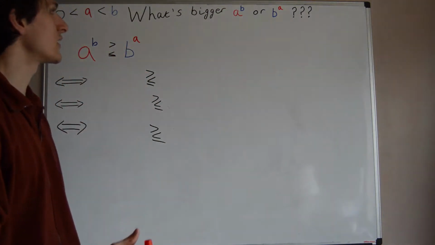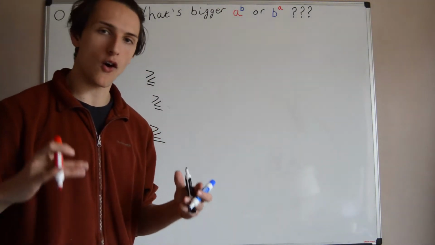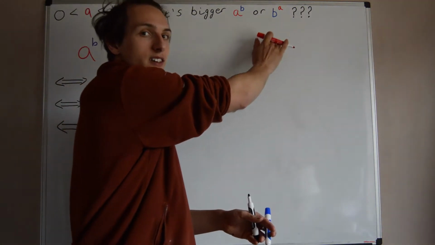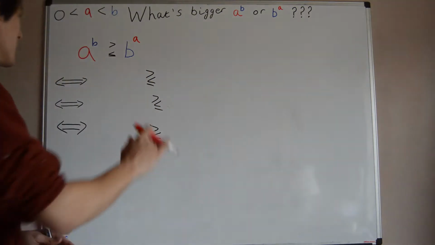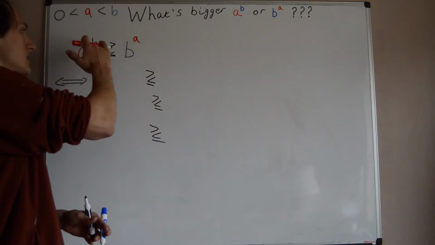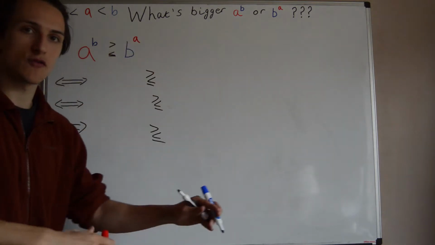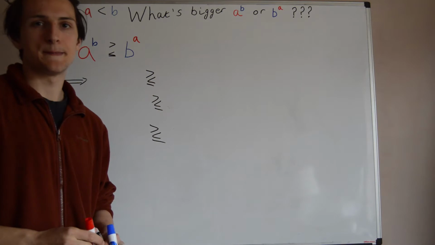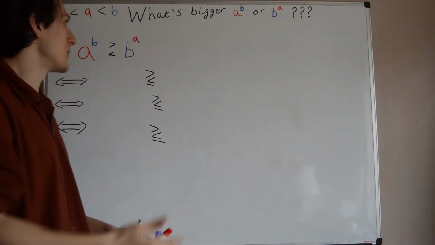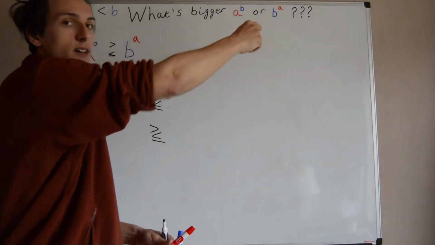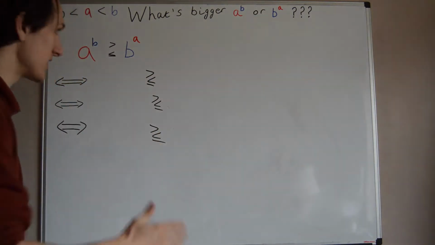Today we're going to be considering one of my favourite problems of all time: what's bigger, a to the b or b to the a? So I've just written that here. We have a to the b is greater than b to the a, or a to the b is less than or equal to b to the a. I'm just going to write these inequality symbols at the same time, just so it's a bit neater, but obviously this is equivalent to saying what's bigger, a to the b or b to the a. Okay, so let's consider this.